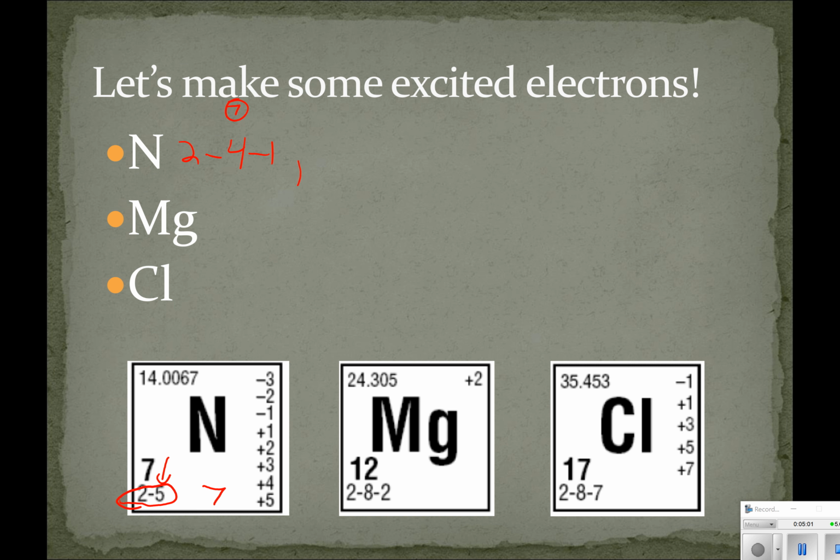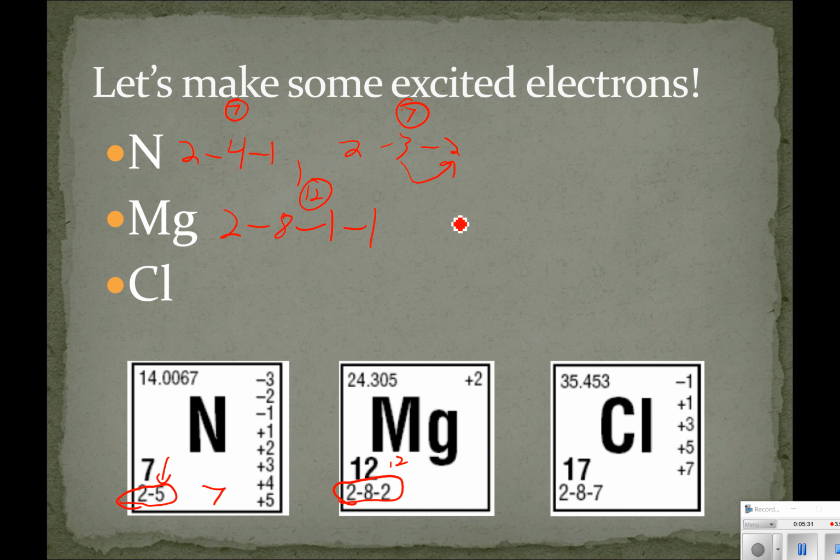Another example could be something like 2, 3, 2. Again, still adding up to 7. In this case, we can see that 2 electrons jumped up from the second up into the third principal energy level. For magnesium, the ground state configuration is 2, 8, 2. So we could see something like maybe 2, 8, 1, 1. Again, still tallying the 12 that we need.